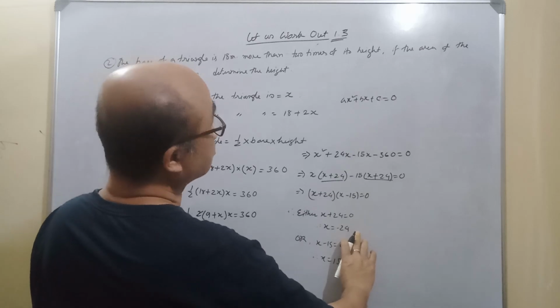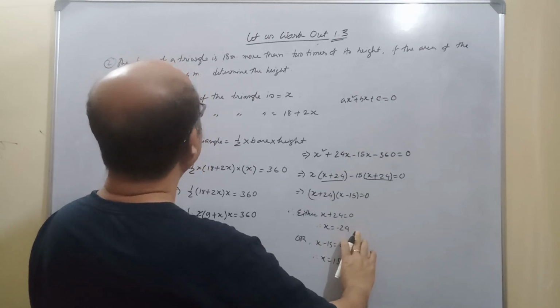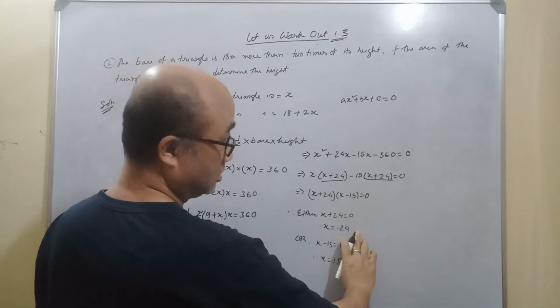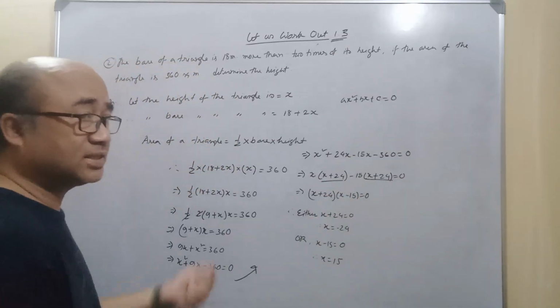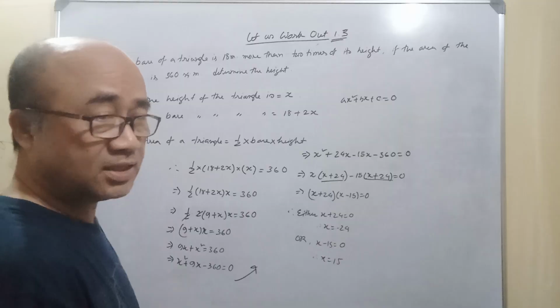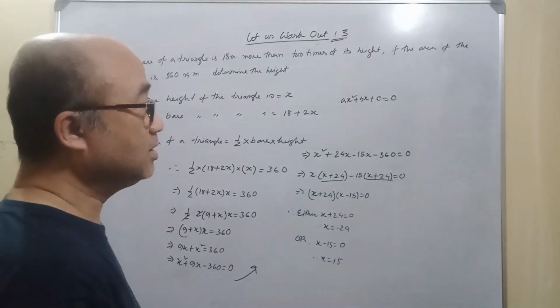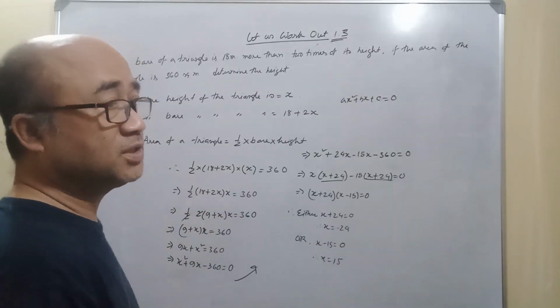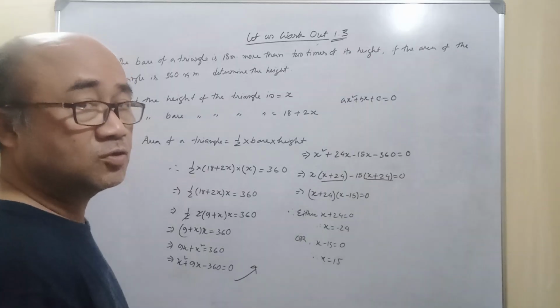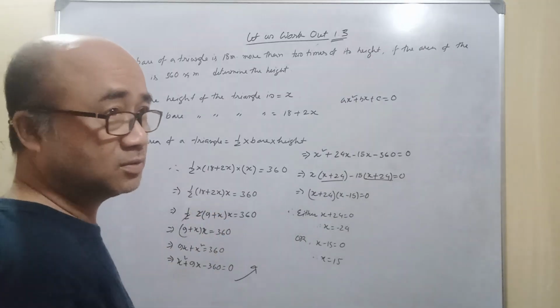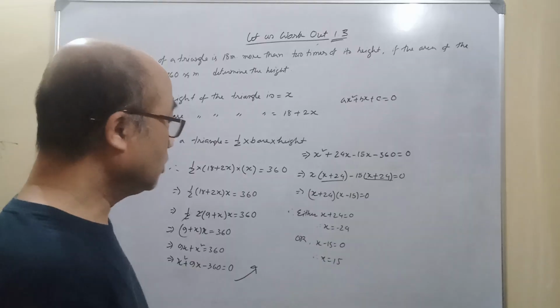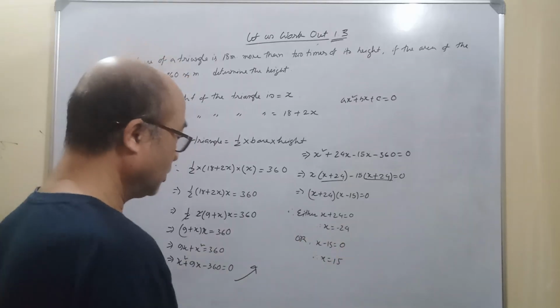Now we are talking about base and height. So they cannot be negative. Base and height measurement, that cannot be negative. Base of a triangle, height of a triangle, those should be measured in positive. Those should be positive values. Okay, they cannot be negative. So we reject the negative value.